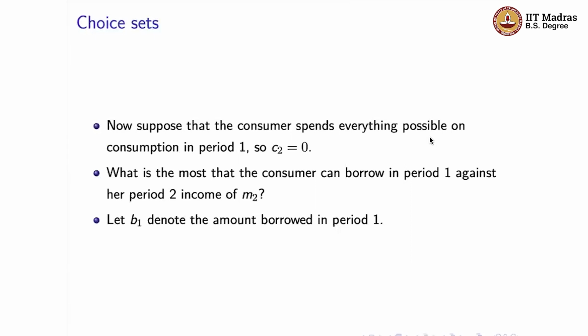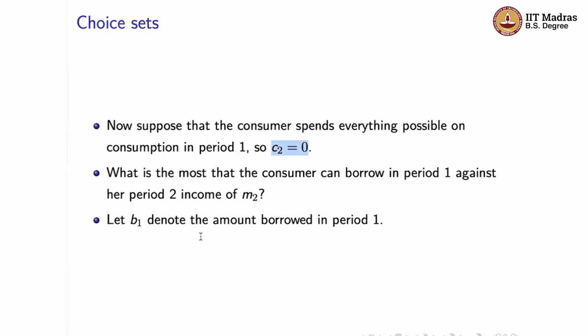So the consumer just wants to live life to the full, whatever is possible, the maximum amount that is possible in period 1. That means that the consumer is basically leaving aside nothing for consumption in period 2. So in order to have this type of life, the consumer would be borrowing from the future, right? So the question is, what's the most that the consumer can borrow in period 1 against her period 2 income of M2? So how do we calculate this?